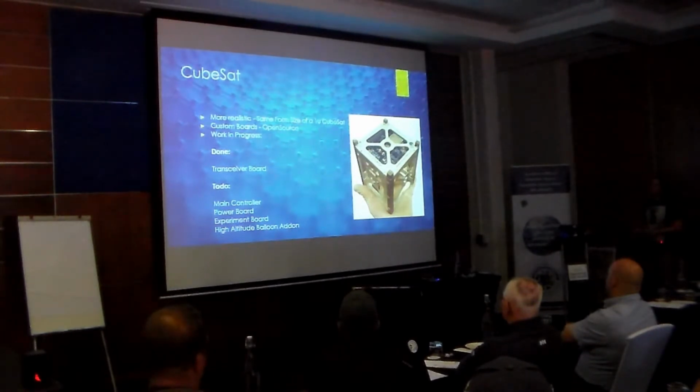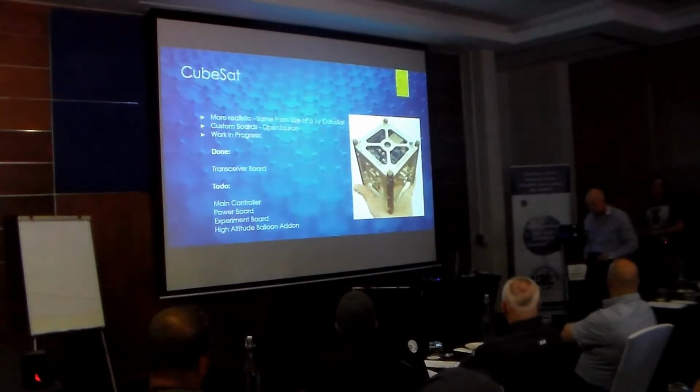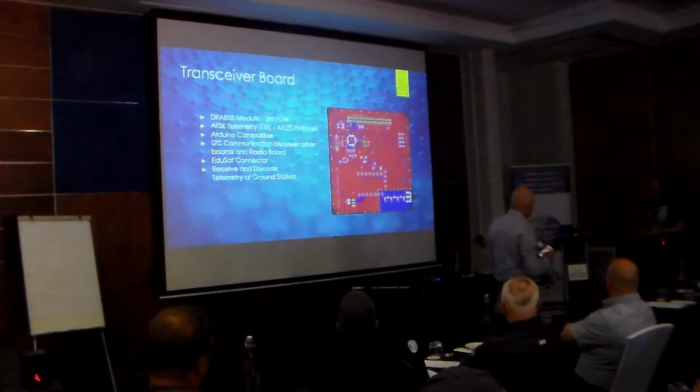Currently I've got the transceiver board done, or a first version of it. The next couple of boards to get done are the main controller, the power board, and an experiment board. Then obviously we want to launch this on a high altitude balloon, so we're adding stuff like GPS and other sensors which wouldn't typically be found on a Cubesat that ends up in space.